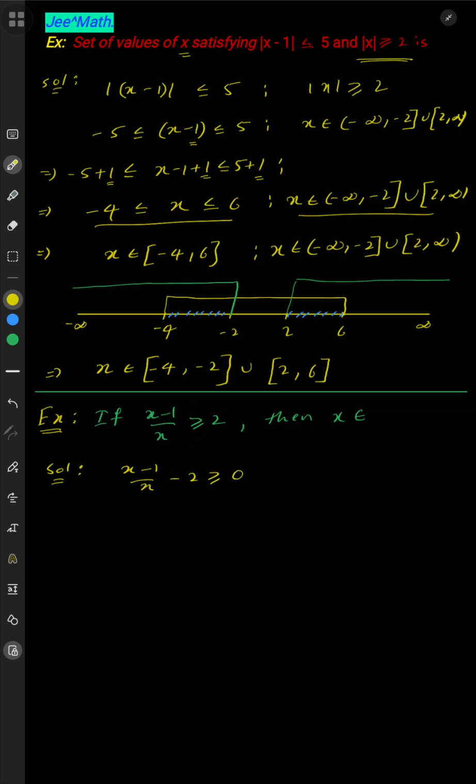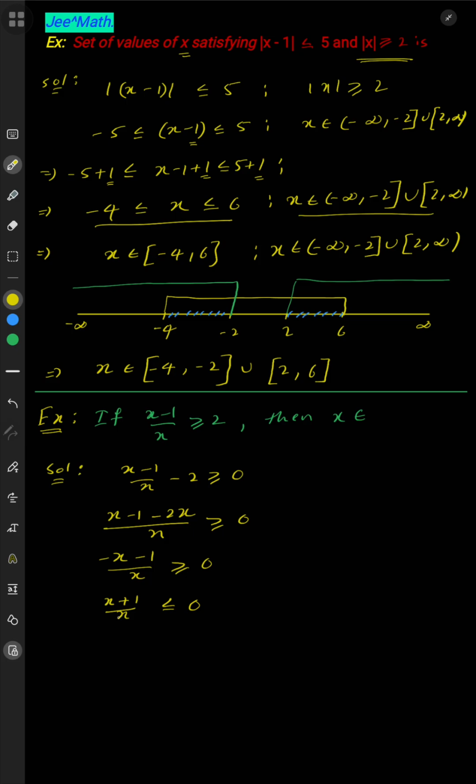Then what will we get? (x minus 1)/x minus 2 greater than or equal to 0. Okay, (x minus 1 minus 2x) divided by x, taking the LCM, greater than or equal to 0. x minus 2x is what? Minus x minus 1 divided by x greater than or equal to 0. Multiplying with the negative sign on both sides. Already I said that on multiplying with the negative sign, the inequality changes.